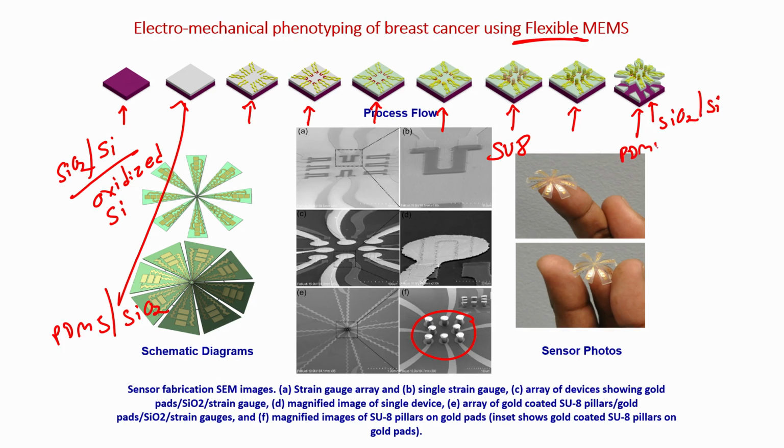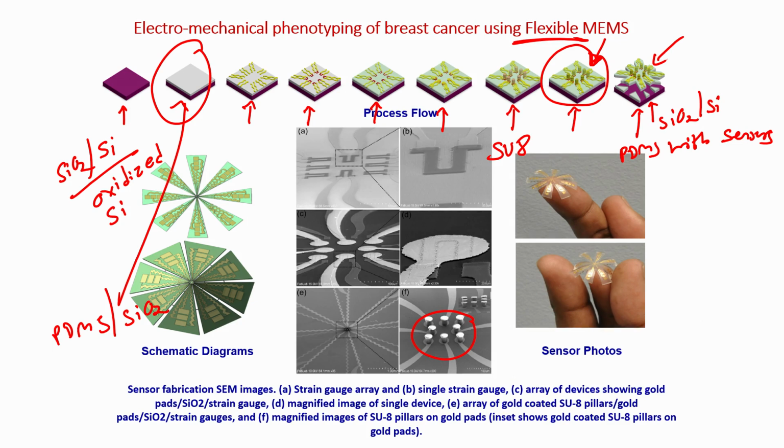We can detach the PDMS with the sensors completely, and this would be our flexible sensor. If we do not use PDMS in this particular stage and we continue to fabricate the device, then at the end of this we will end up somewhere here. We will not be able to detach the device. That is fine, for some applications this kind of device will also work.